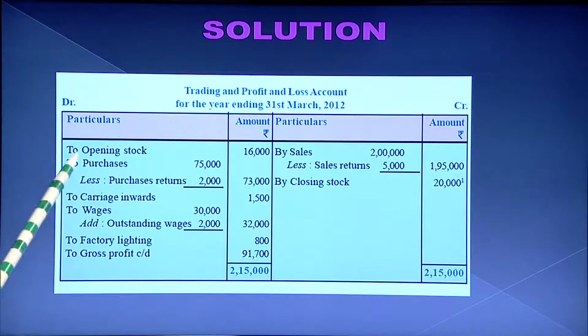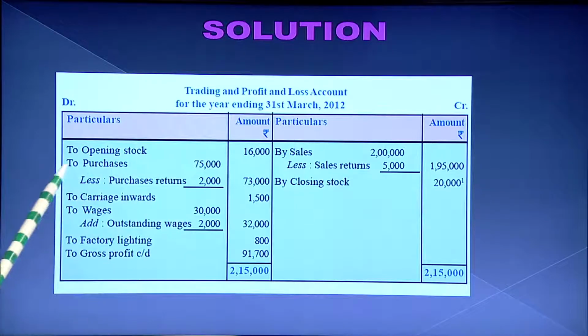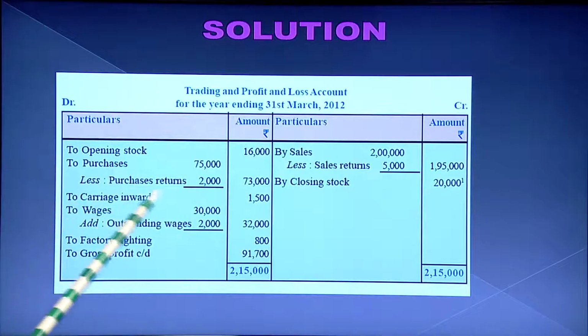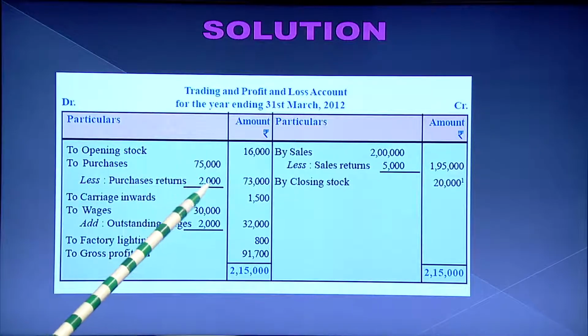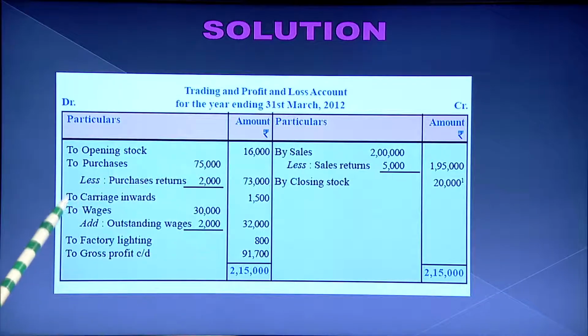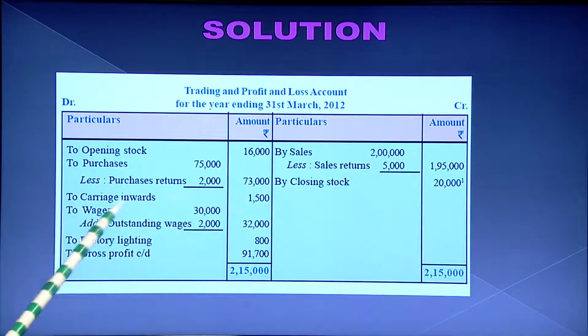First you have to return to opening stock, that is given as 16,000. Next, purchases: the total value of purchases is 75,000, and we told you earlier that the total returns is 2,000. So, we deduct 2,000, that is 73,000. Next is carriage inward. Carriage inward will be written in the trading account and carriage outward will be written in the profit and loss account. So, the carriage inward is rupees 1,500.